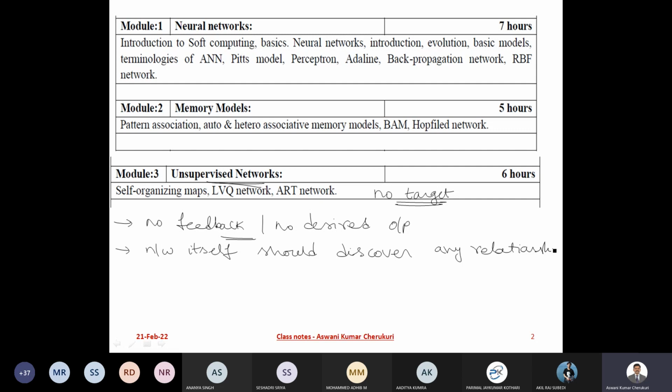Remember, this is any relationships of interest, or features, or patterns, or correlations. You see several things, or categories. The network itself should discover.